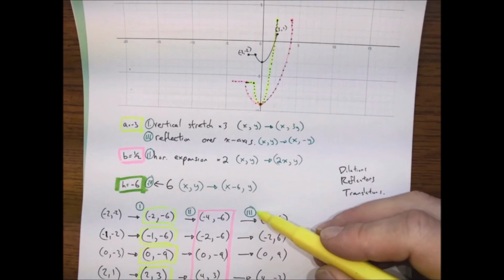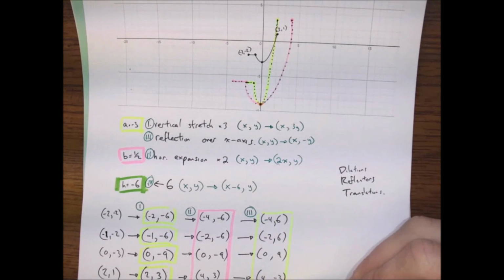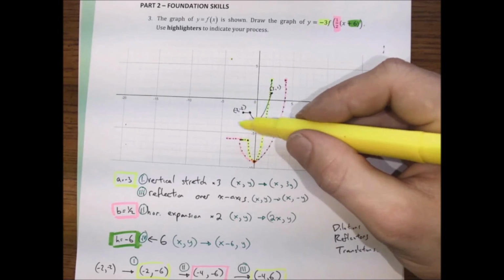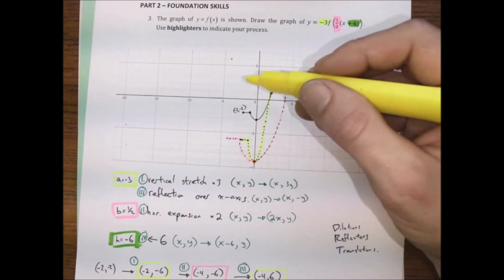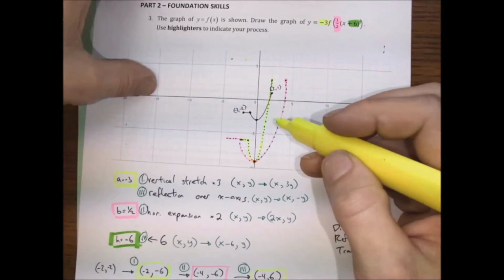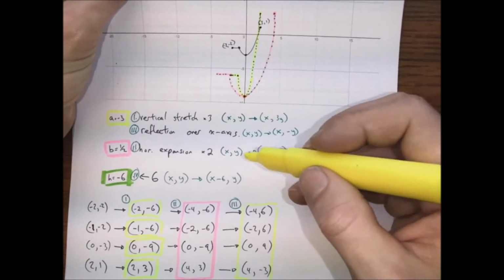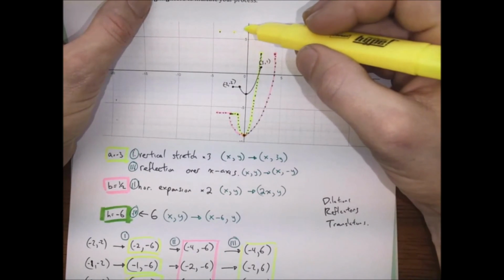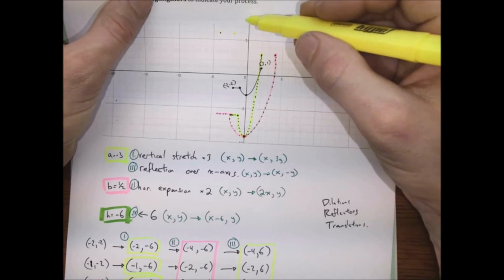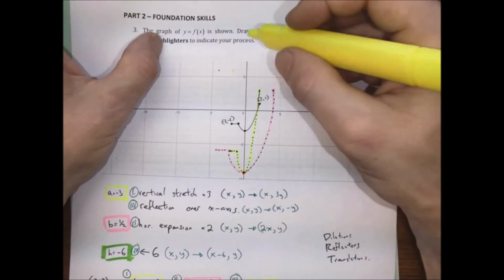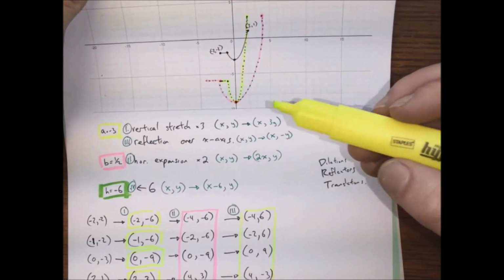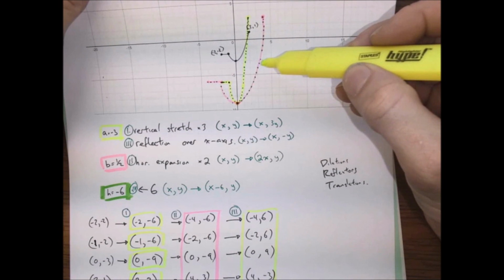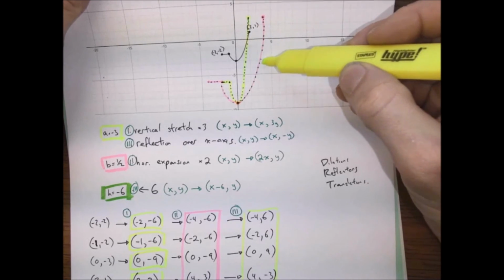So this point, negative 4, 6 is going to be up here. And instead of negative 2, negative 6 it's going to be negative 2, positive 6, so up here. And the point 0, negative 9 down here flips upward to 0, positive 9, a little bit off the graph, so up here. And then the point 4, 3 is going to become 4, negative 3, so down here.